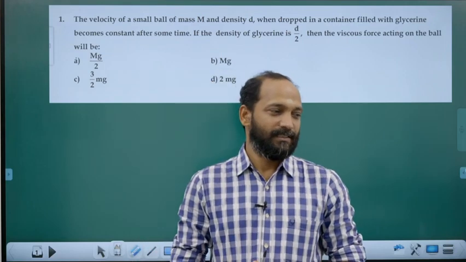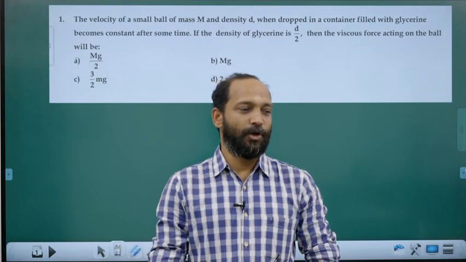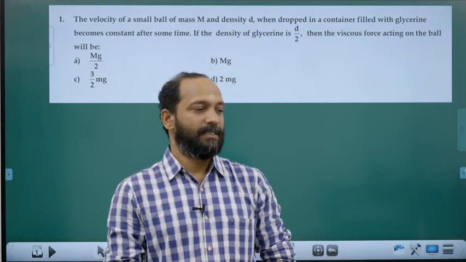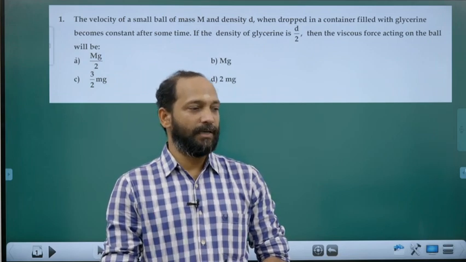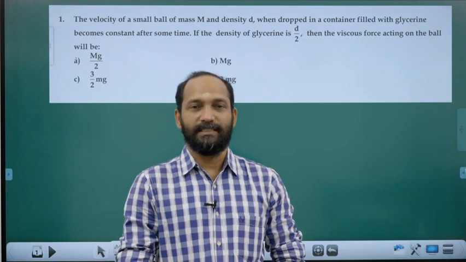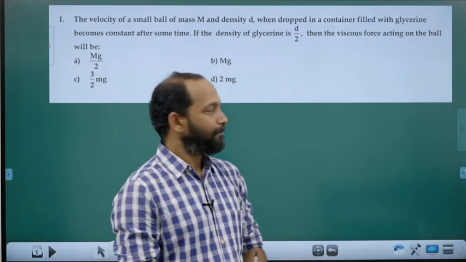First one: the velocity of a small ball of mass m and density d, when dropped in a container filled with glycerin, becomes constant after some time. The density of glycerin is d by 2. Then the viscous force acting on the ball will be? This is a question from the 2021 NEET paper.